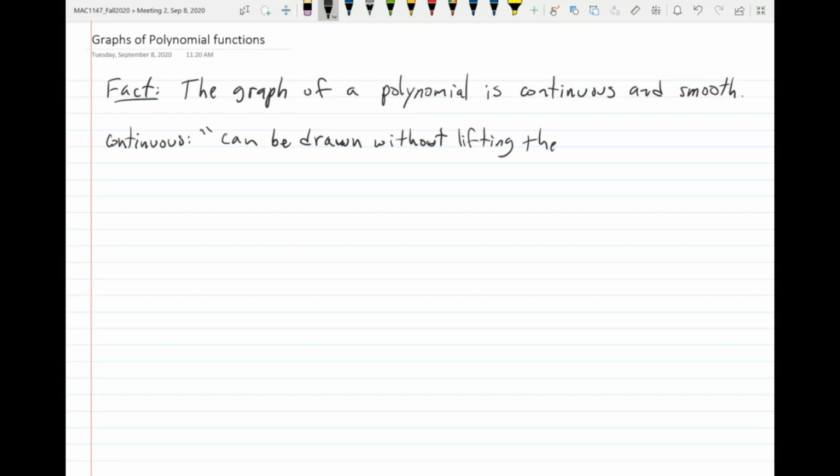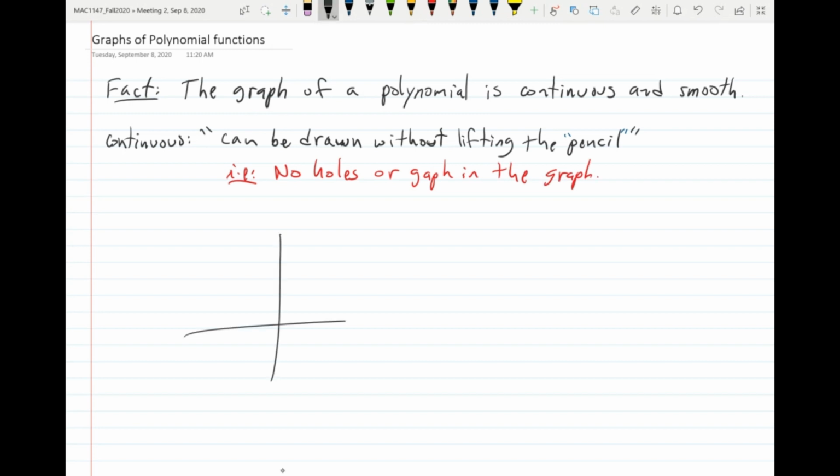the pencil. And of course, take pencil in quotation marks, because right now I'm using a digital pen, or you may be using a pen or something, but you know what I mean when I say pencil. So it can be drawn without lifting the pencil. That's what we mean by continuous. In particular, no holes or gaps in the graph.